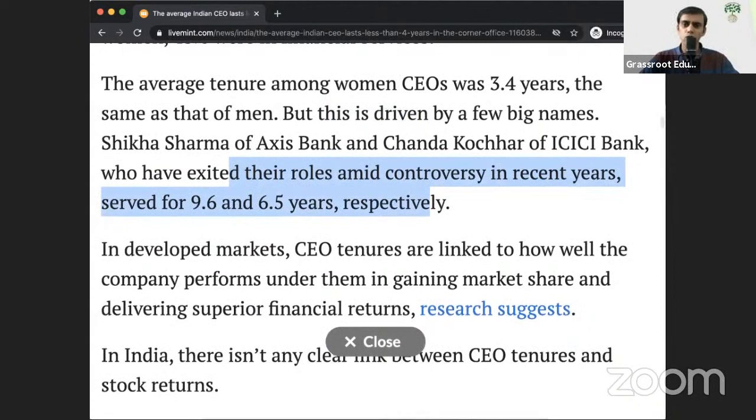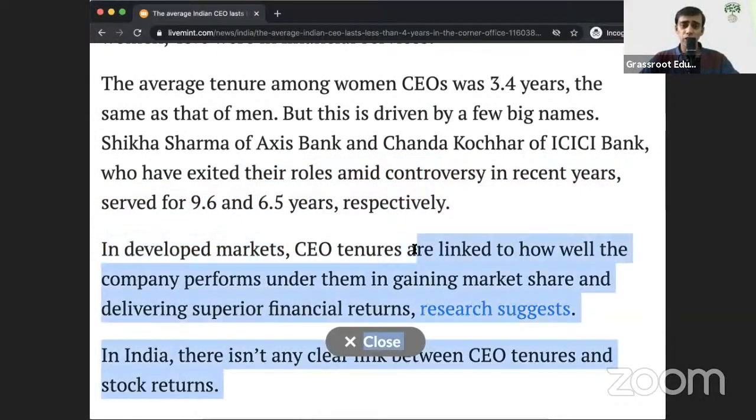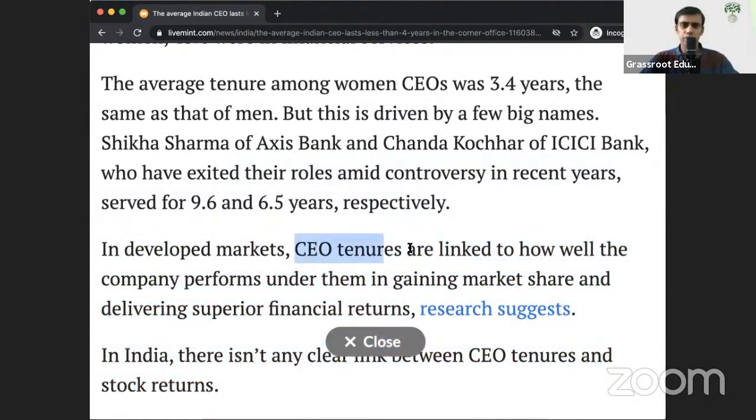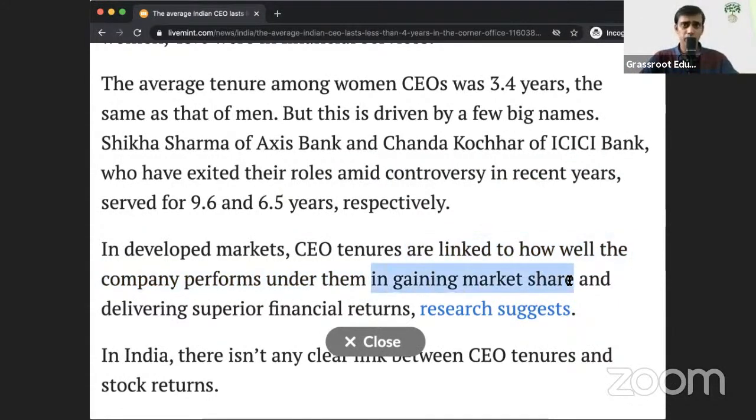Okay. Good job everyone. Nandini, George. Good. Rakesh, Santoshi, Ashwati, Aditya. Very nice. Good going. Sadhana, Shiv Kailash. Good. In developed markets, repeat. Last one. CEO tenures are linked to how well the company performs under them. Are linked to how well the company performs under them in gaining market share and delivering superior financial returns.